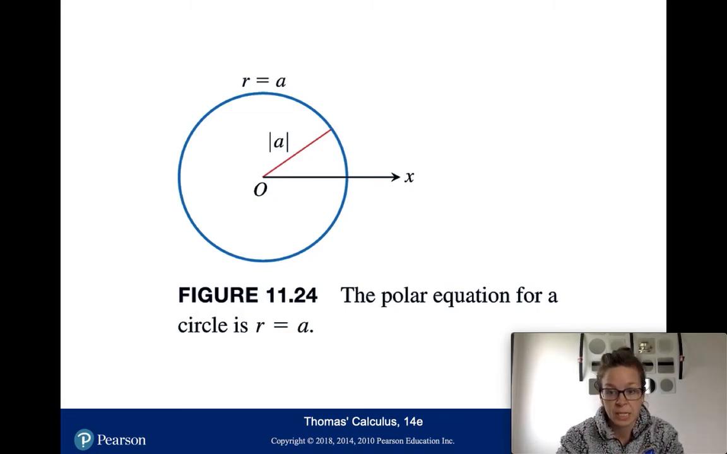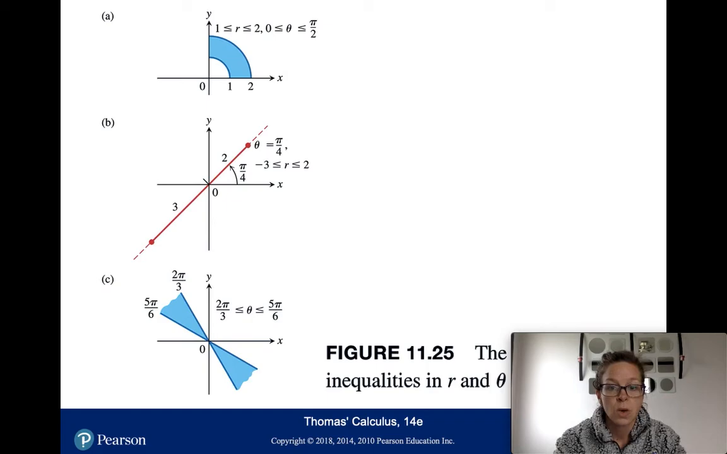Some important simple polar equations. The equation r equals a number is going to graph a circle for us. R we can think of then as radius. It gives us the radius of the circle that's centered at the origin. So here's some inequalities. In that first one, we have an r value, or a distance away from center value, of between 1 and 2, and theta values between 0 and pi over 2. So that tells us we're only looking in the first quadrant, and then the points that are between 1 and 2. So it's like a quarter of a donut there.